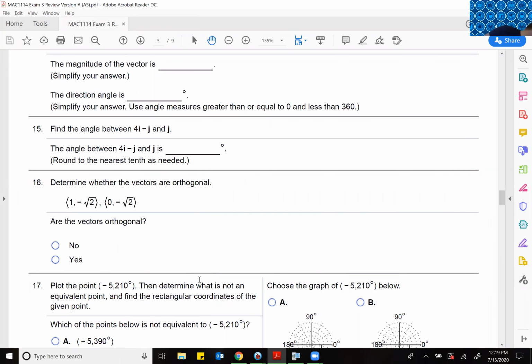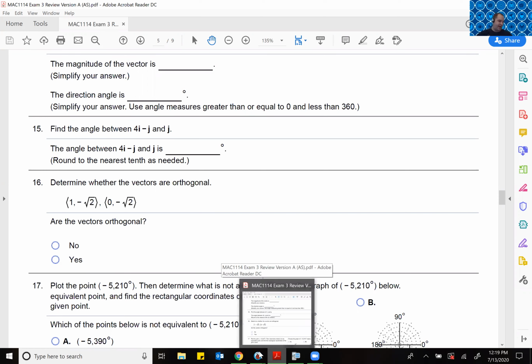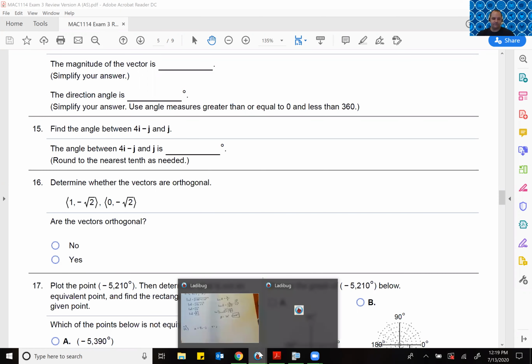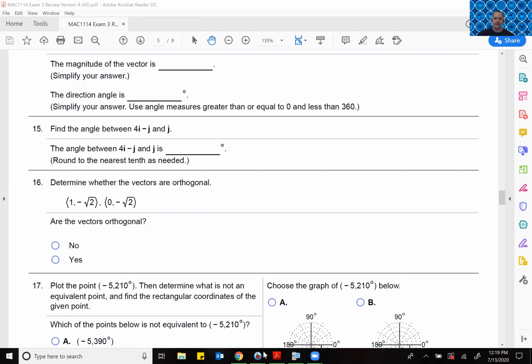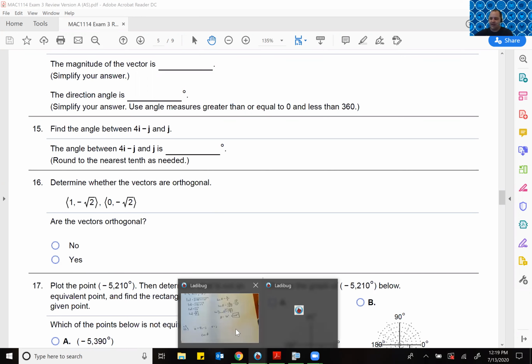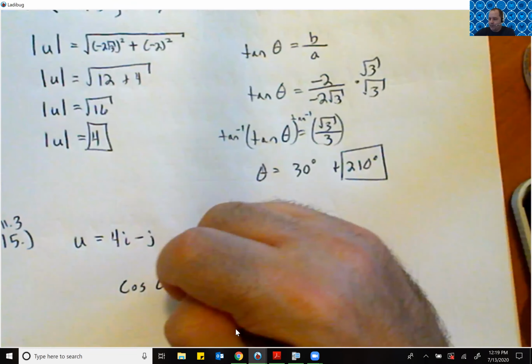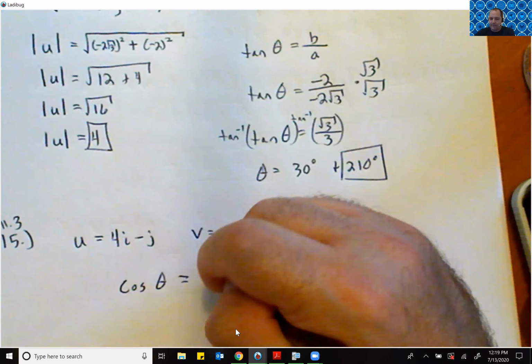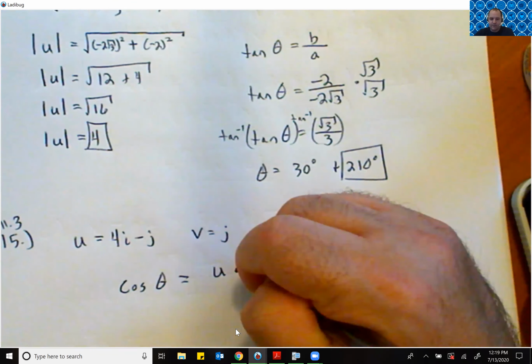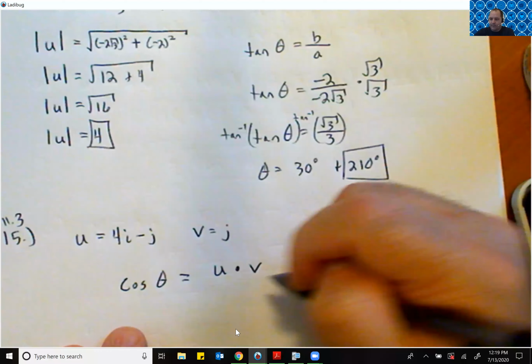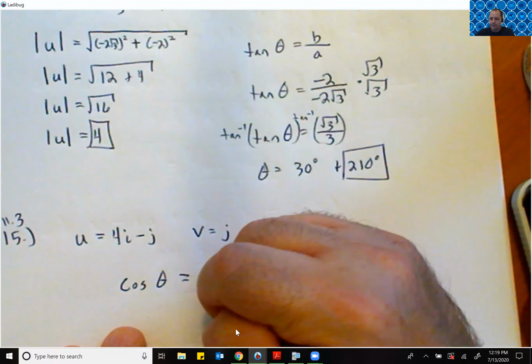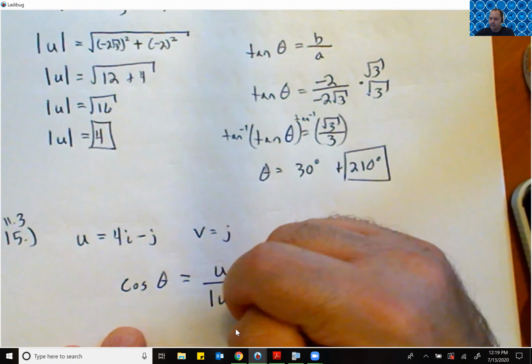In order to find the angle between these 2, there's a formula. Lots of formulas for you to know. And that formula is cosine theta equal to u dot product v, all over the magnitude of u and the magnitude of v.